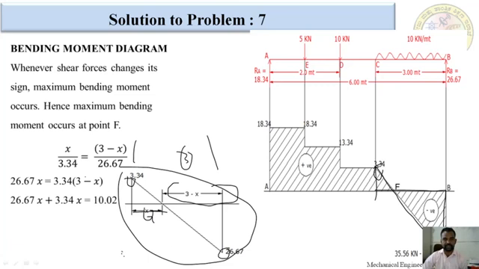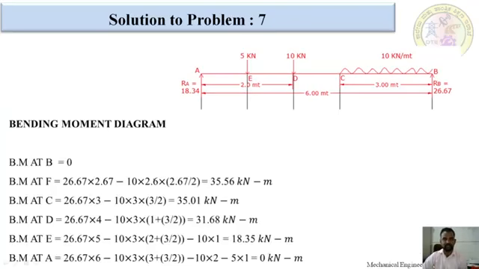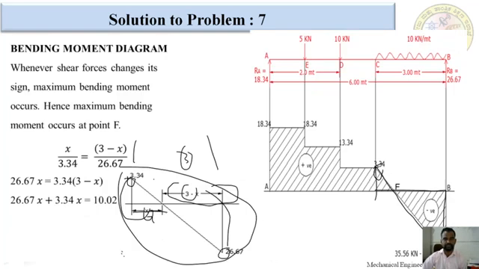After that, by similar triangles method, this x divided by this value, x divided by 3.34 is equal to this value divided by this value, (3 minus x) divided by 26.67. The x value we got with this calculation is x equals 2.67. Note down, this would be in meter. The x value we got is 2.67 meter.